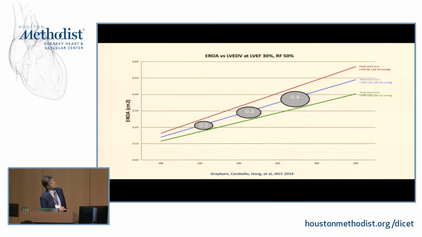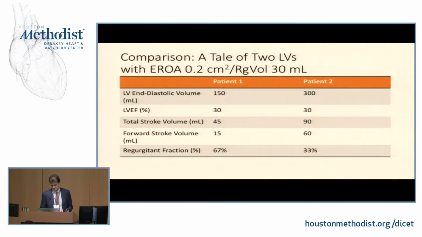Now, the beauty of an ERO of 0.4 is it doesn't matter what your ventricular size is. That's severe. It's very specific for severe MR. This number could be severe MR if you have a small ventricle, but it wouldn't be at a large ventricle. And it's important to understand that. So let me put it in different terms that maybe make more sense to you than looking at that plot.